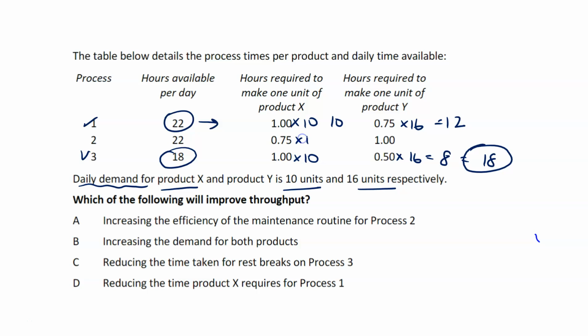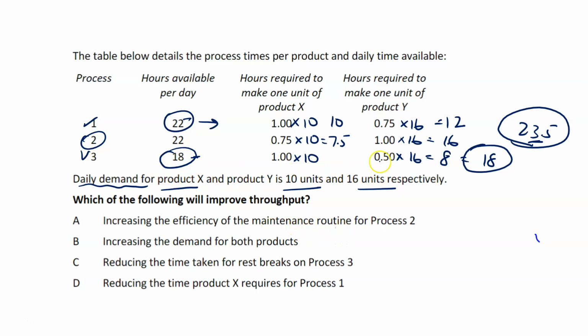When you look at this one though, you have here 7.5, and then times 16, you have 23.5, excuse me. So that's 1 hour greater; you need more hours. So this is where the bottleneck is, technically. If you're trying to improve anything, you don't need to improve anything here or here, really, because there's enough time. So it's increasing the efficiency of the maintenance routine for process 2.